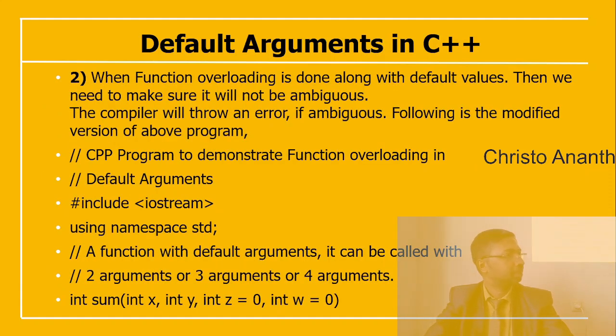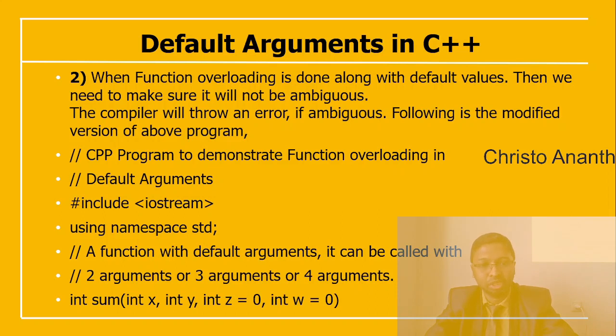So this is also another case, when function overloading is done with default values. We have to make sure that it will not be ambiguous. The compiler will throw an error if it is ambiguous. So this is a modified version of the above program. The C++ program to demonstrate function overloading with default arguments.